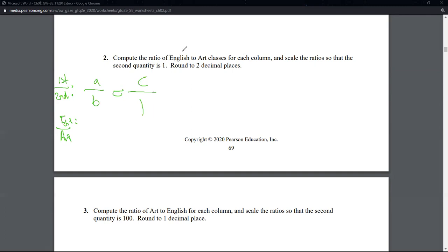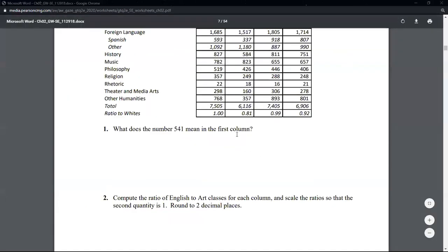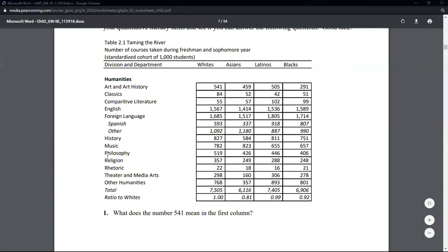So they say go English to art, scale the second to 1. That's why I chose the second, the bottom, to be a 1. Round to 2 decimal places. So the C is what the unknown quantity would be here. So English to art for the 4 columns. So English to art, English to art.